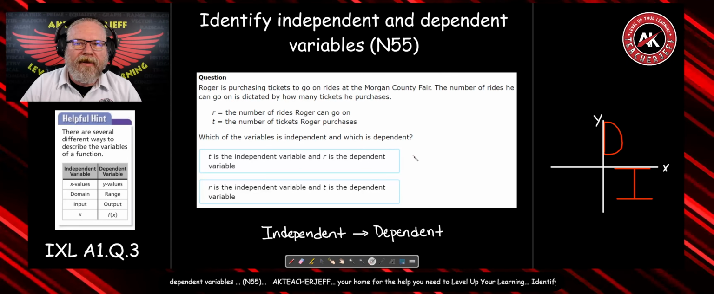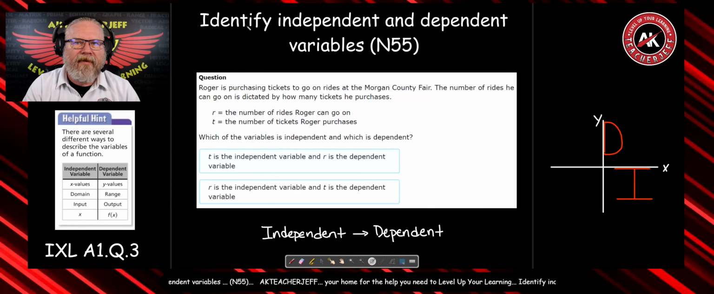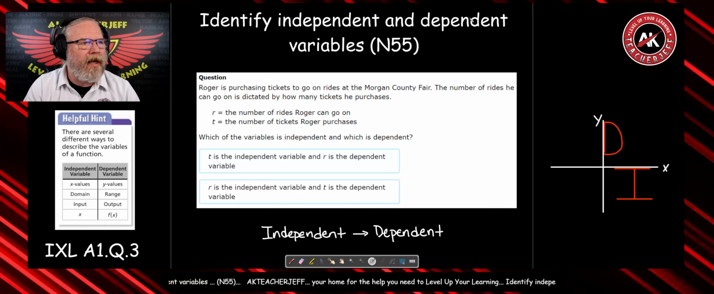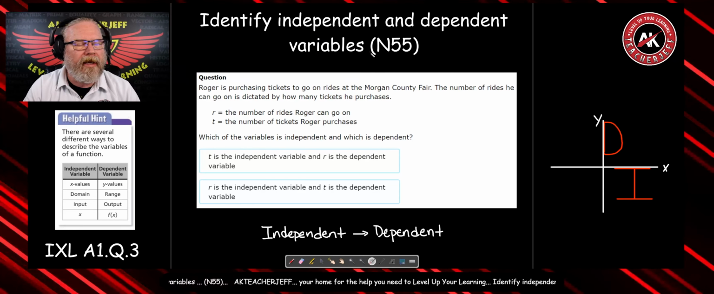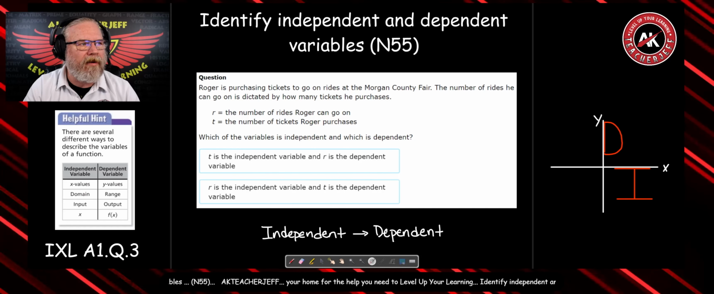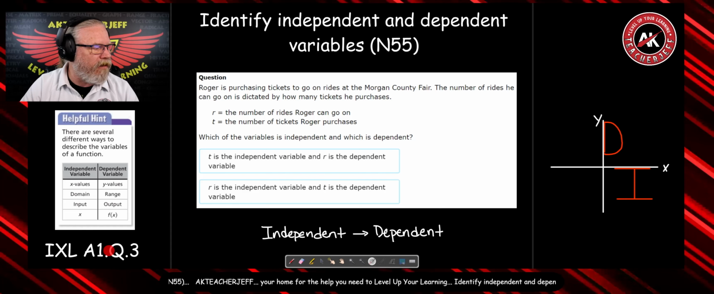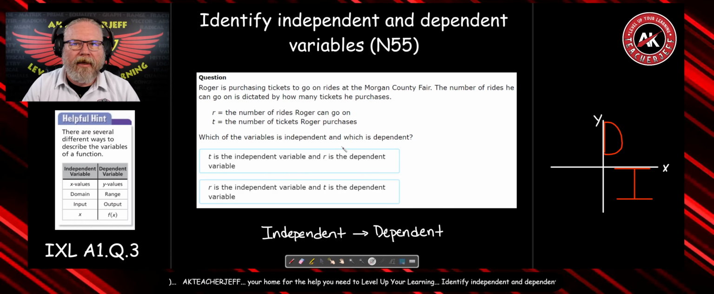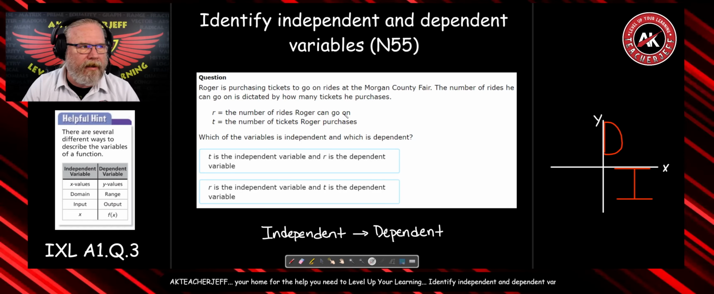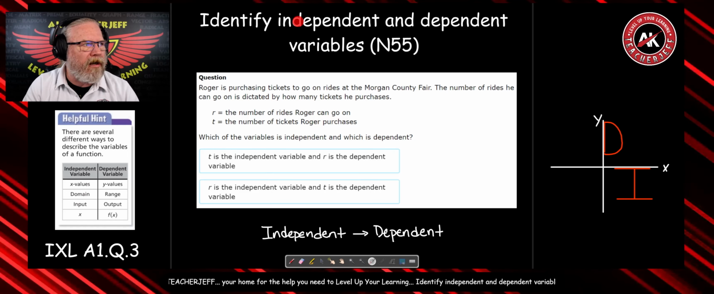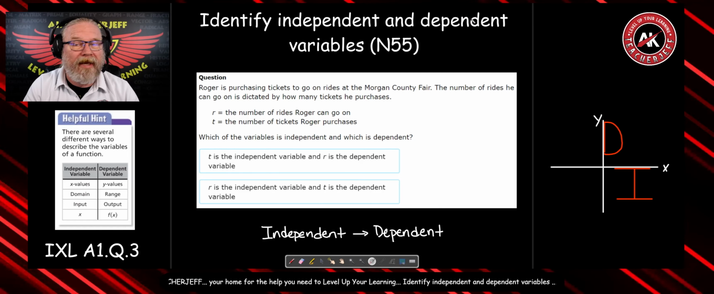Hello. This video is for the IXL activity titled Identify Independent and Dependent Variables. The three-character code for this activity is November 55. And at the time of this recording, this activity can be found at A1.Q.3. So as the title suggests, we're going to be talking about independent and dependent variables.